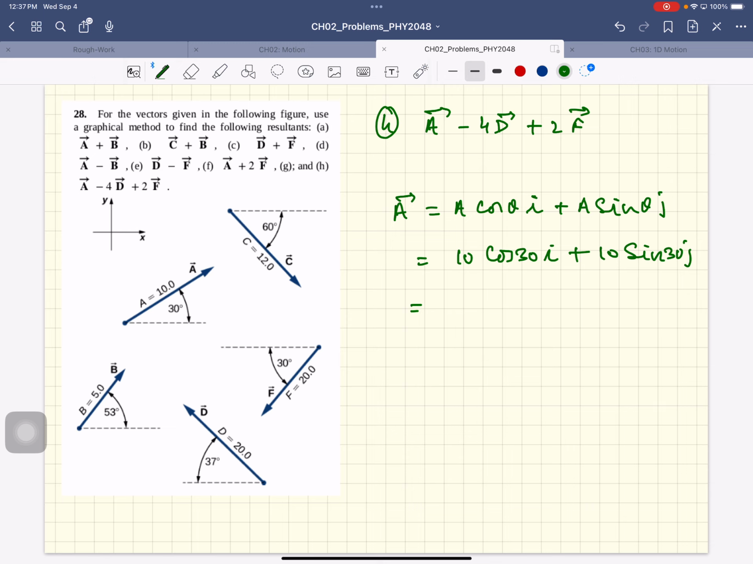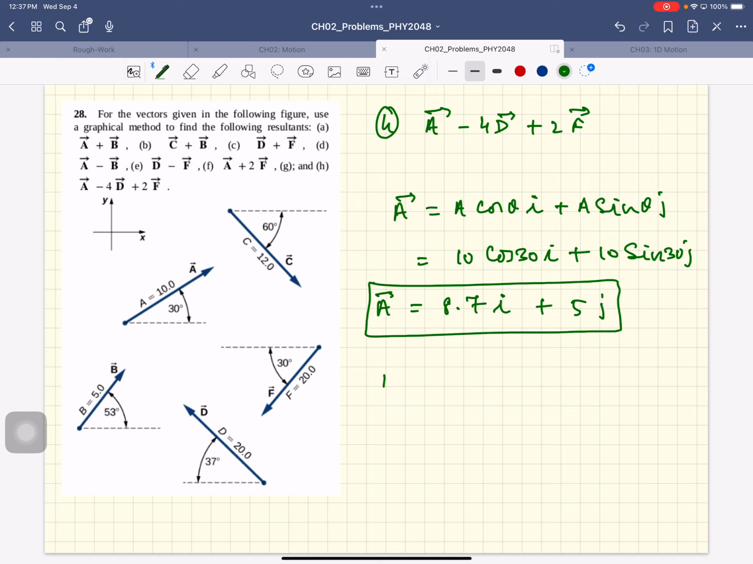I'll do one decimal place. So you want to do all your vectors in component form, and then you can add or subtract or whatever you want to do with them easily. So D is, here's the vector D.